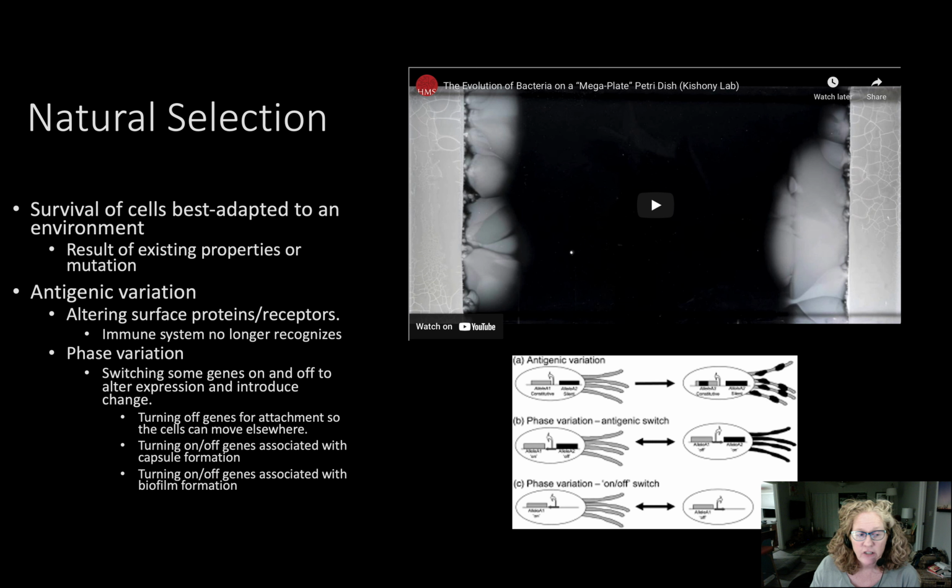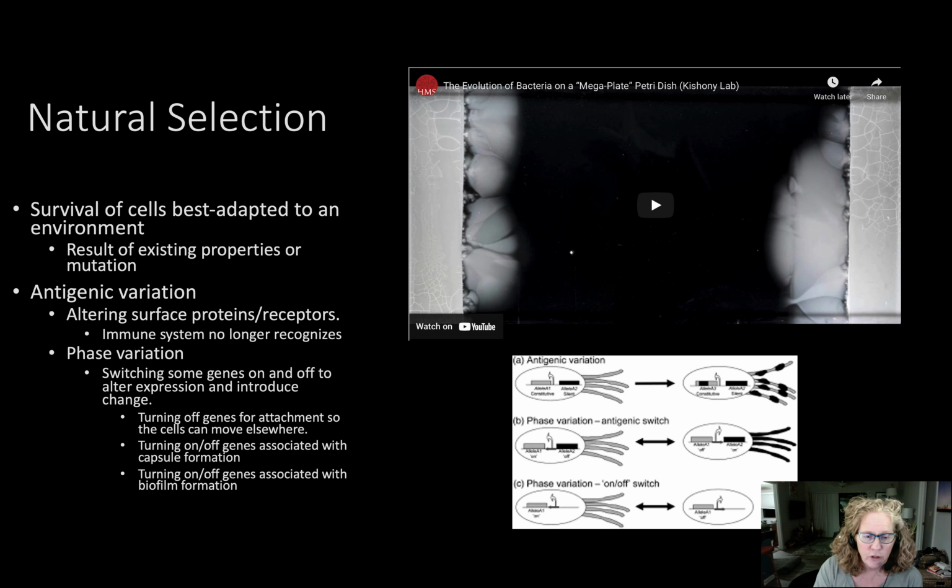Now, natural selection is another form of environmental influence. In natural selection, this is that kind of survival of the fittest, Darwin's theory. Here, survival of cells that are the best adapted to a particular environment is going to promote the increase in population of bacteria cells that are able to survive in those environments.